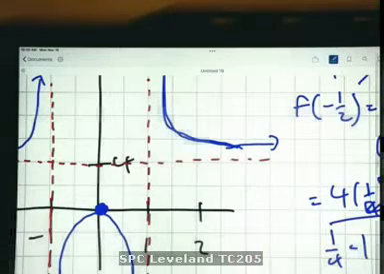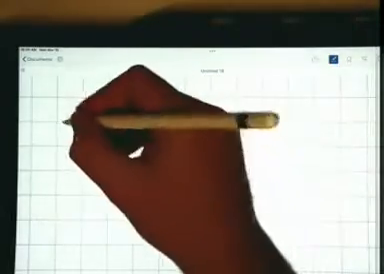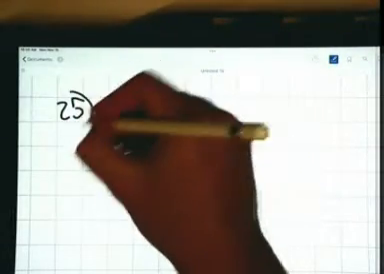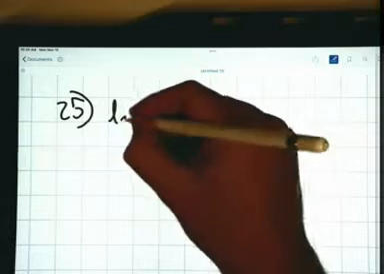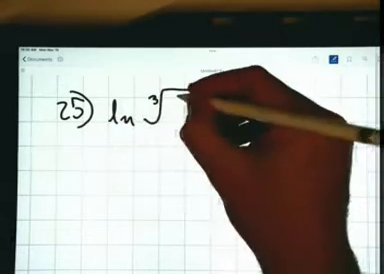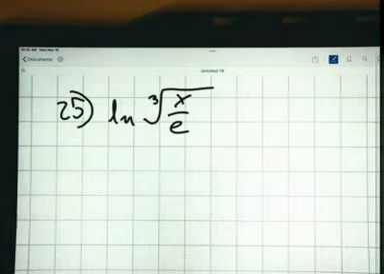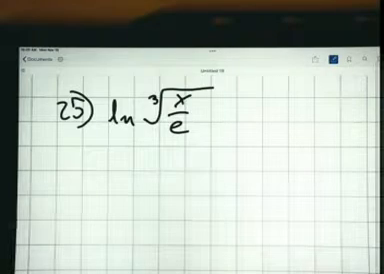Number 25. Natural log of the third root of x over e. That's interesting. Let's do it without a calculator.